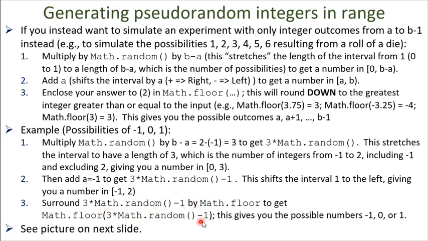And now taking that result of 3 times math.random minus 1 and making it the input to math.floor is going to give you the possible numbers of negative 1, 0, 1, right? So negative 1 to 0, not including 0, will get rounded down to negative 1. 0 to 1, not including 1, will get rounded down to 0. And 1 to 2, not including 2, which is not even a possible result, gets rounded down to 1.